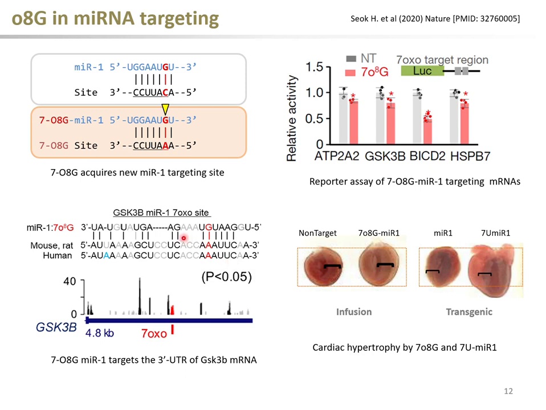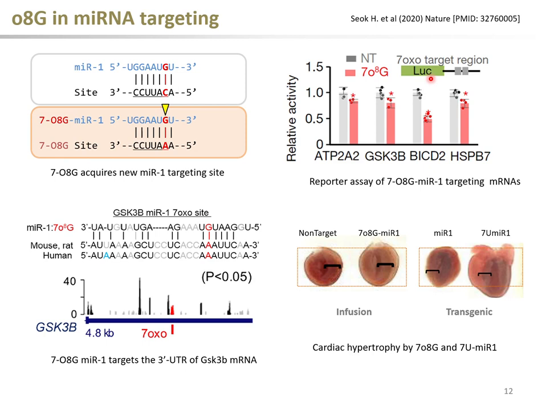For example, the predicted 7-OxoG site in GSK3B mRNA is in fact mappable to AGO by CLIP. The modified silencing activities of 7-OxoG microRNA miR-1 on target mRNAs are confirmed by the reporter assays.